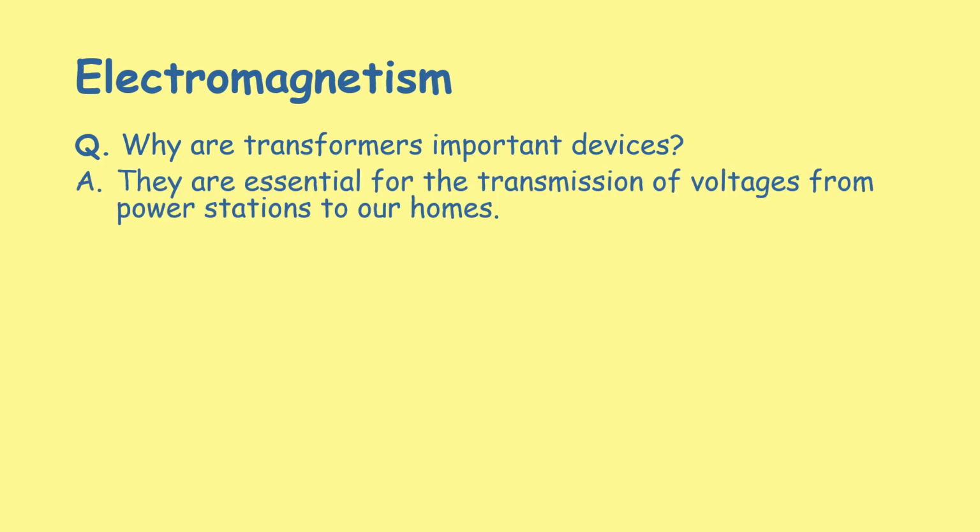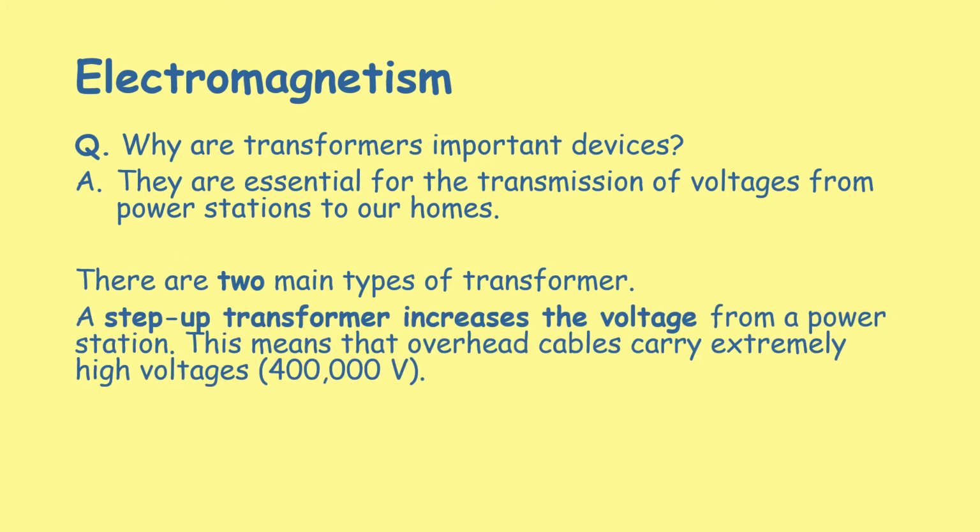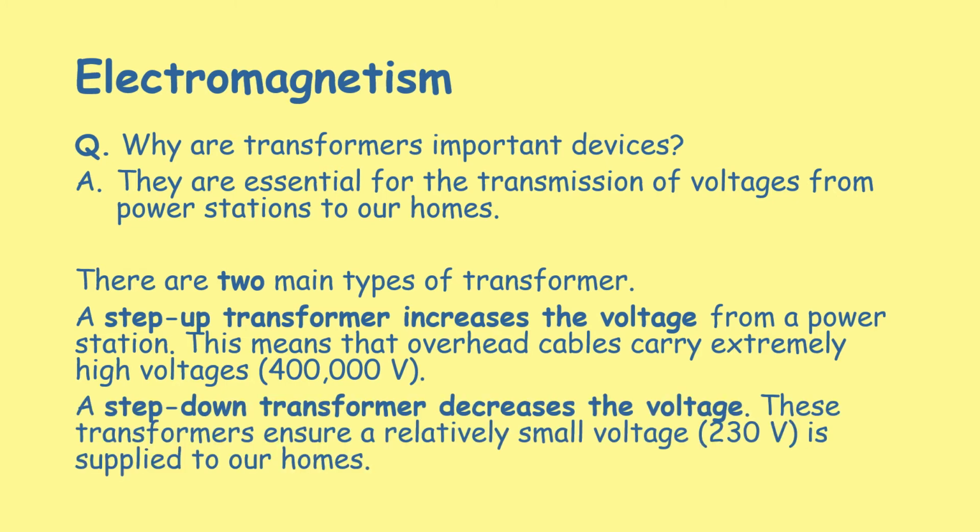They are essential for the transmission of voltages from power stations to our homes. There are two main types of transformer. A step-up transformer increases the voltage from a power station. This means that overhead cables carry extremely high voltages. That's 400,000 volts. We've also got step-down transformers, and these decrease the voltage. These transformers ensure a relatively small voltage, so 230 volts, is supplied to our homes.